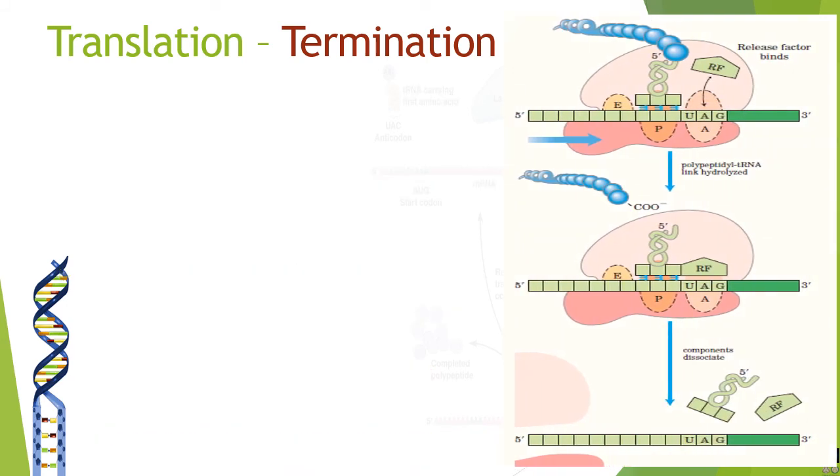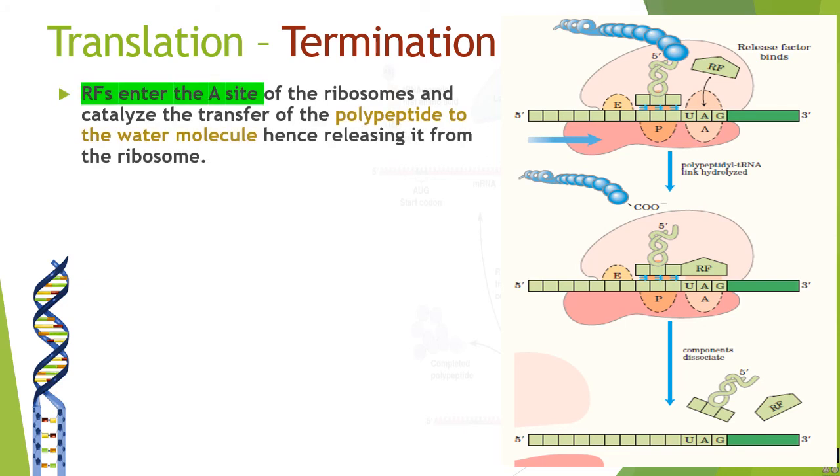The actual process of termination initially depends upon the release factors. The release factors are able to recognize the stop codons at the aminoacyl site. They are recruited to it, bind to it, and get activated. After activation, the release factors catalyze the transfer of the polypeptide, which was bound to the tRNA at the P site. This polypeptide is then transferred directly to a water molecule, and as soon as that happens, it is released from the whole complex.